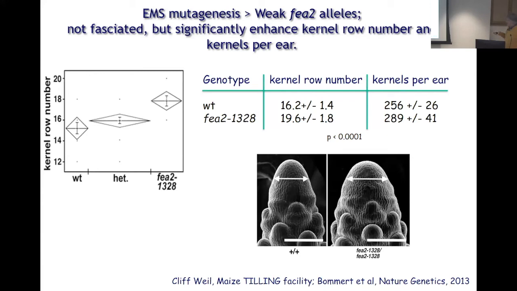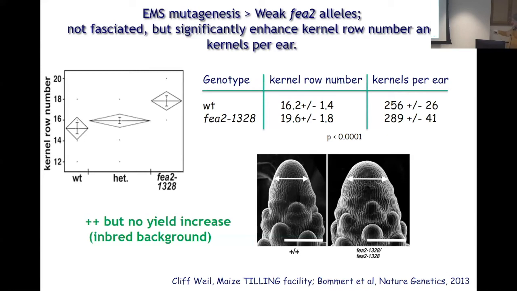Okay, so we're making more kernels. Do we make more yield? Well, the answer is no, right? So as I was discussing with Bob this morning, plants are pretty smart. You try and trick it into making more rows of seeds, and they say, well, I'm just going to make the seeds smaller. So that's what the plant did. So there was no increase in yield in this background, which is not what farmers grow. This is W22, so it's not even a hybrid, which is what we normally grow.